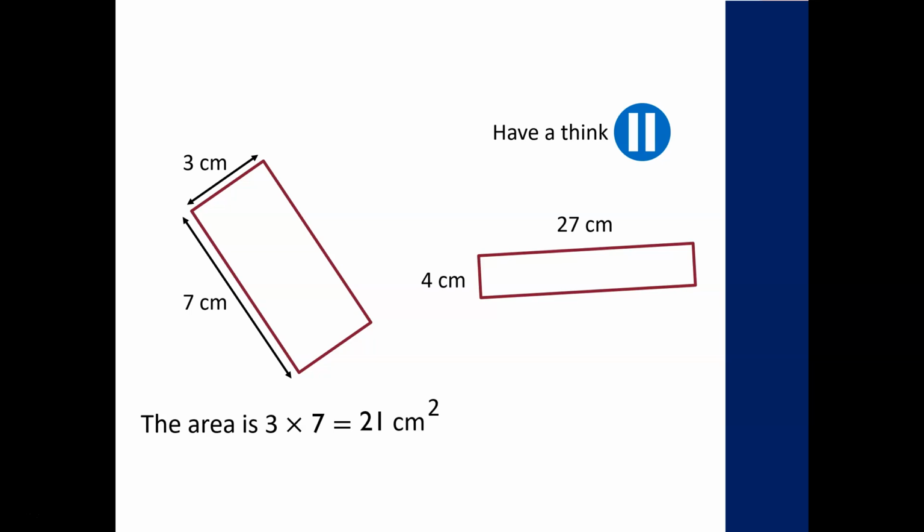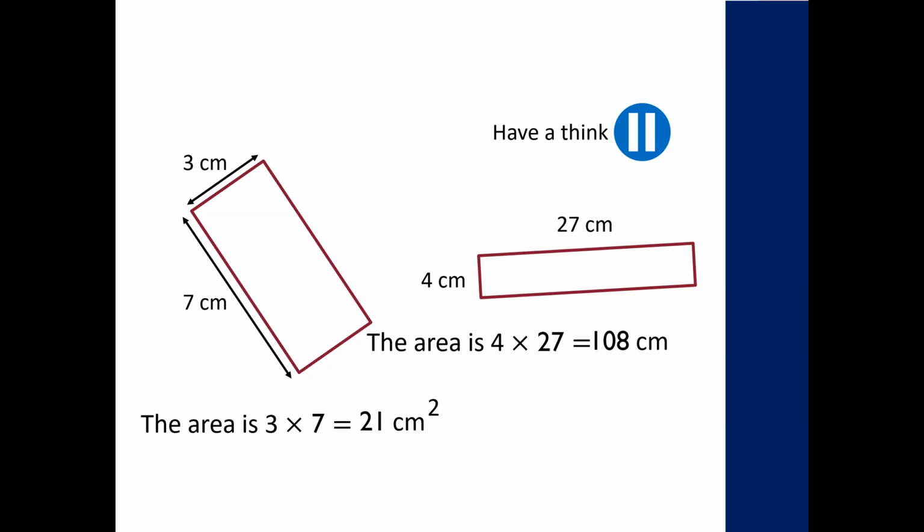We are told this rectangle has a length of 27 centimetres and a width of 4 centimetres. To find the area using multiplication, we simply multiply the adjacent lengths. 4 multiplied by 27. That is equal to 108 centimetres. Of course, we're dealing with area, so it's going to be 108 centimetres squared.